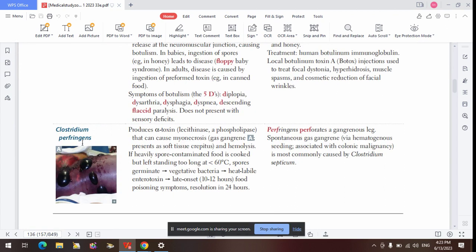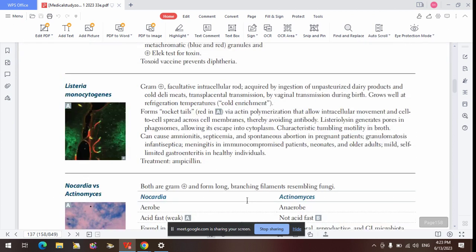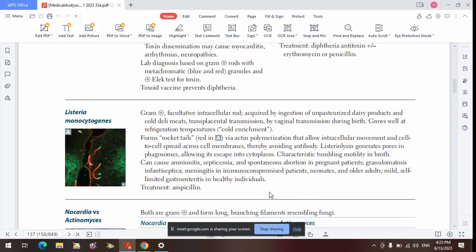Many people don't know that Listeria can cause diarrhea, resolving in 24 hours. That's true. We should not forget that. So in addition to causing gastroenteritis in elderly people, it can cause meningitis in the immunosuppressed. Then the last thing I want us to remember is that it can cause granulomatosis infantiseptica.